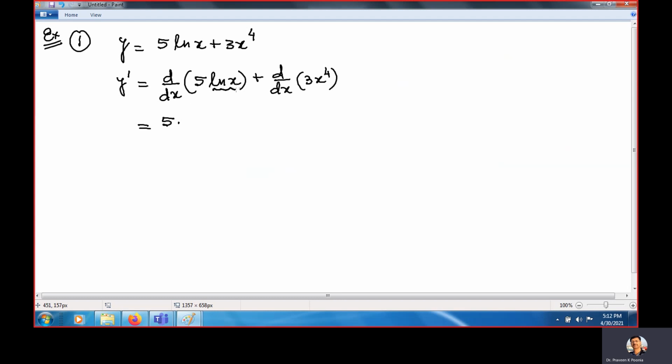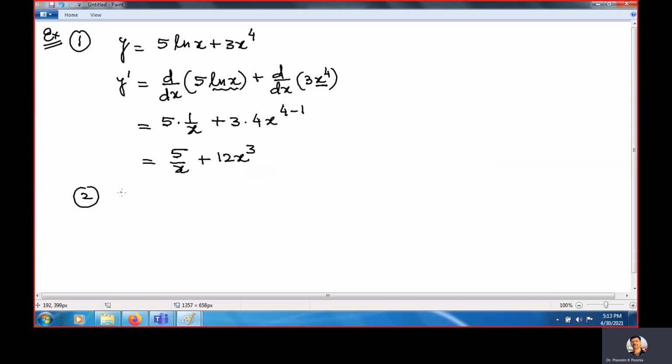What is the derivative of ln x? It is 1 upon x, so 5 times that, plus 3. What is the derivative of x power 4? It is 4x power 4 minus 1. So what is the answer? 5 into 1 upon x is 5 upon x, plus 4 into 3 is 12, x power 4 minus 1 is 3. So this is the answer: 5 upon x plus 12x power 3.